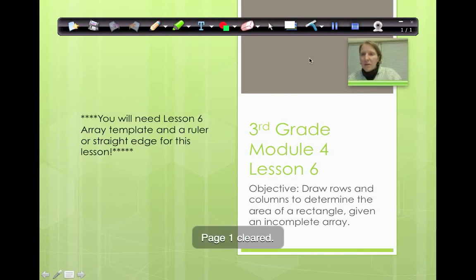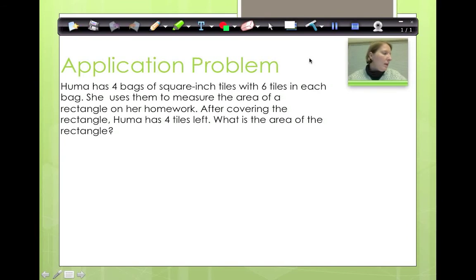Okay, moving on. Before we start, we're going to do an application problem. Huma has 4 bags of square-inch tiles with 6 tiles in each bag. She uses them to measure the area of a rectangle in her homework. After covering the rectangle, Huma has 4 tiles left. What is the area of the rectangle?